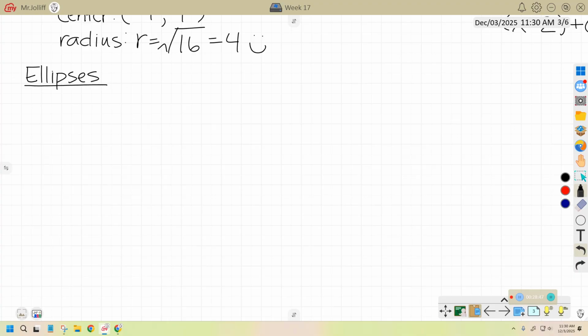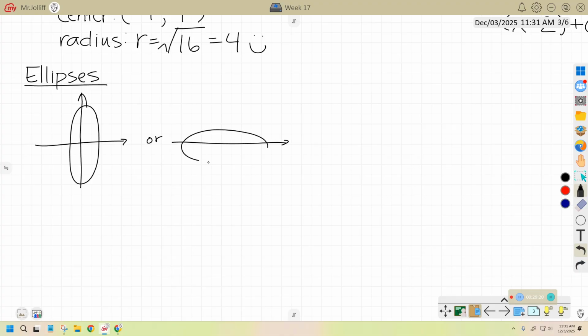Okay, so ellipses come in 2 flavors. My oval can be a tall oval, or it can be a long, flat oval. So with ellipses, I have to consider both cases. My ellipse can look like this. Oh, that is a horrible ellipse, Mr. J. Or like this.